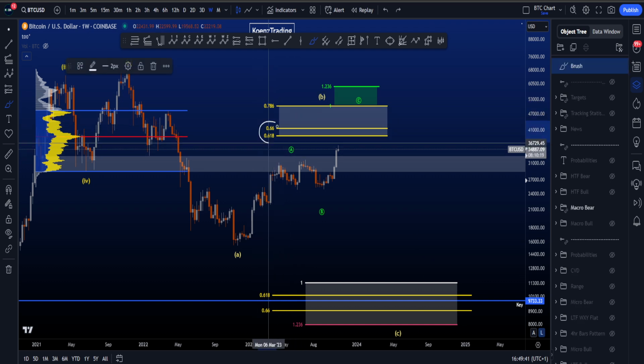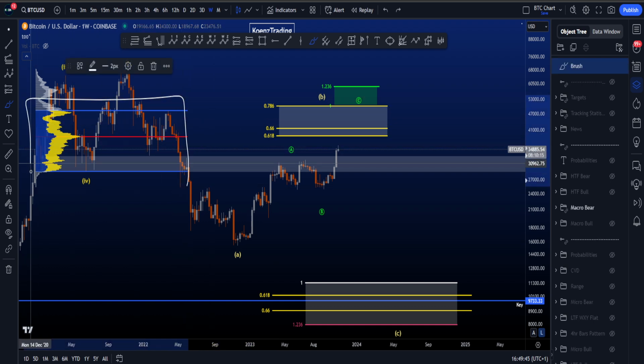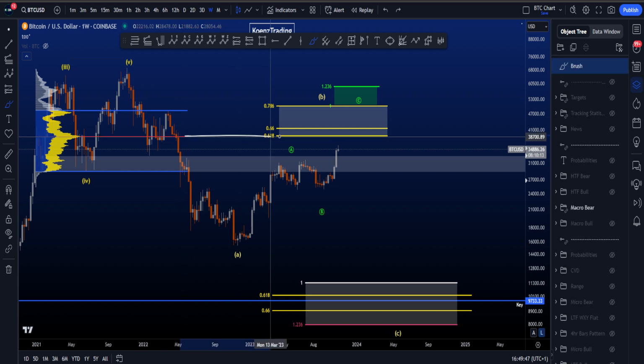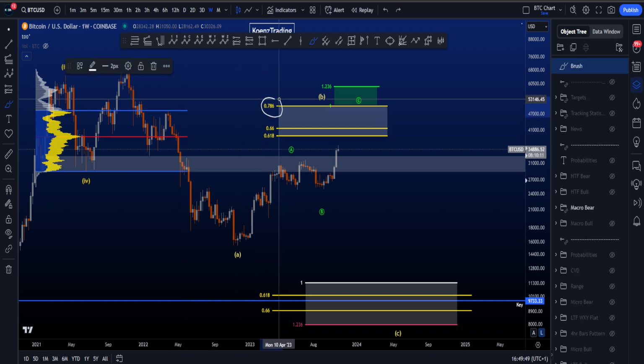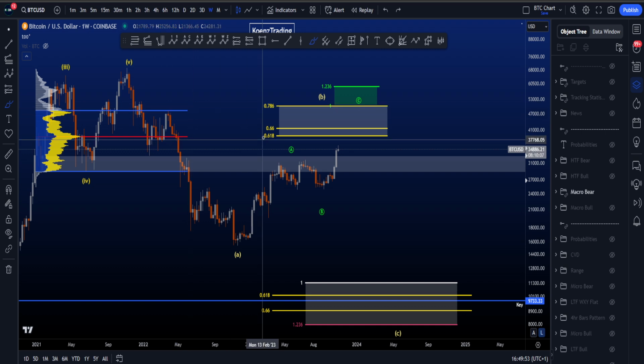Reason being that the golden pocket is in confluence with this point of control, multi-year volume profile here, and the 0.786 in confluence with the value area high at about 48 to 50k, and the golden pocket is around 38 to 40k. So this is very, very important indeed, or actually like 39 to maybe like 42k. So very, very important area of resistance over here between like 38, 39 and 50k.